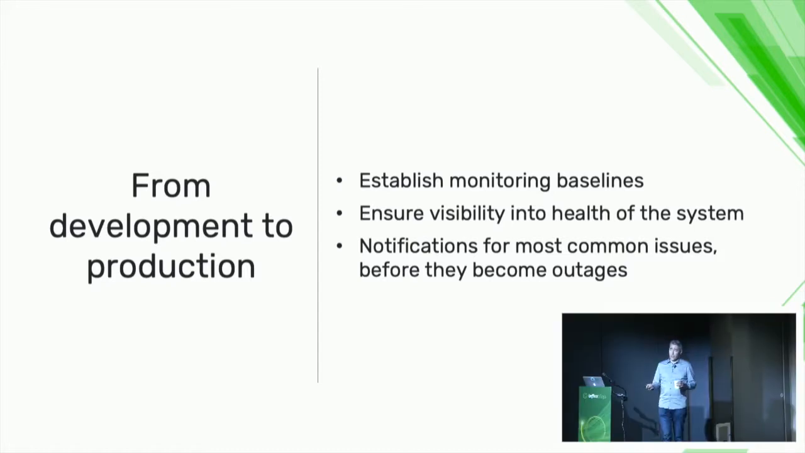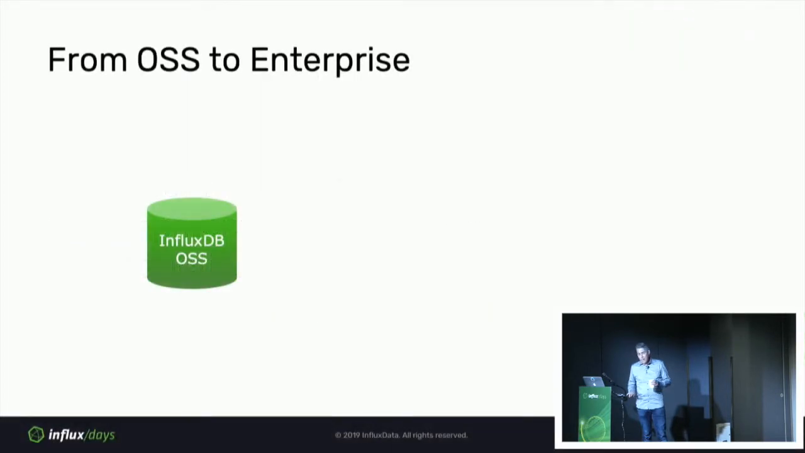And then when changes occur, can you isolate the impact of those changes? One of the things that you also want to be able to do is set up notifications based on the most common issues before they become outages. And then obviously getting folks to investigate those things. And why do you need to do that?